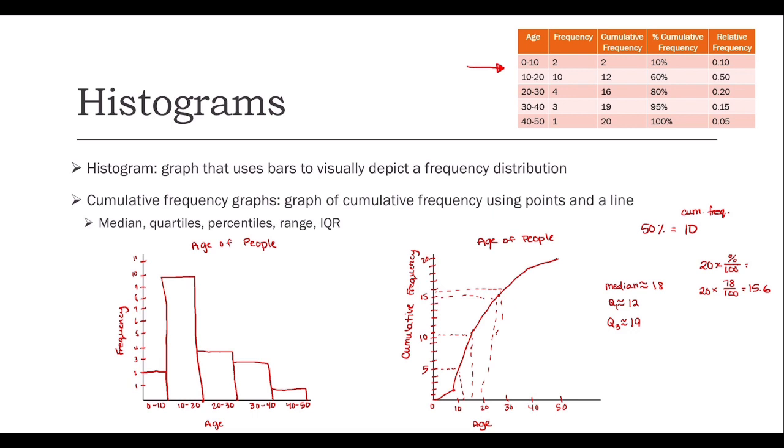Your range would be from the minimum to the maximum. So your range would be 50 minus 0. So your range is 50 years. And then your IQR is Q3 minus Q1. So that would be 19 minus 12, which equals 7. So that's how you would use these graphs to find that information.